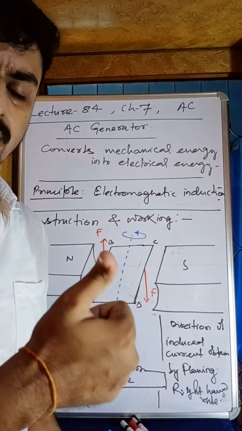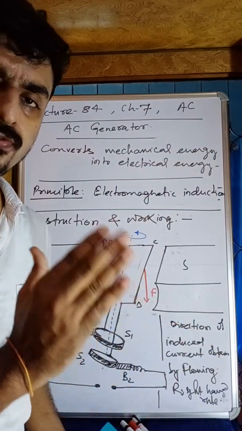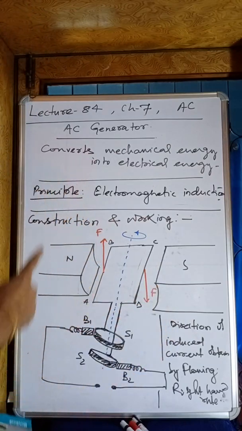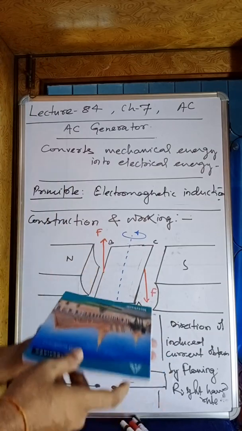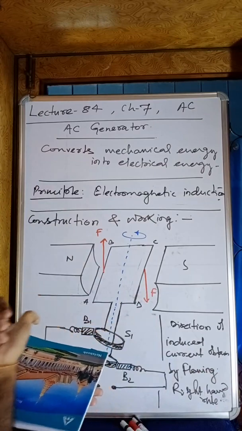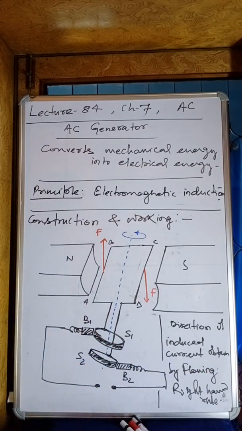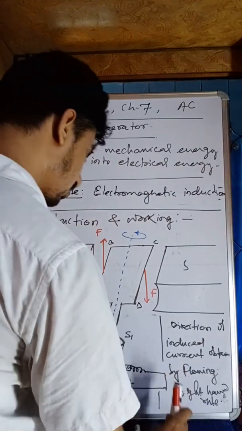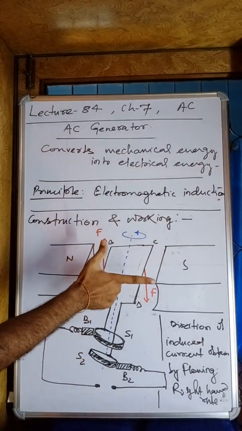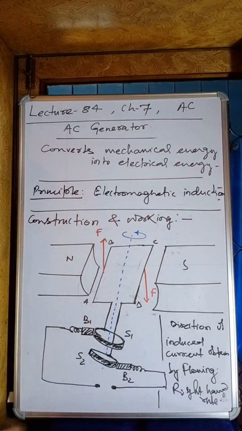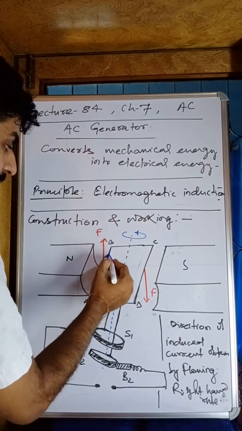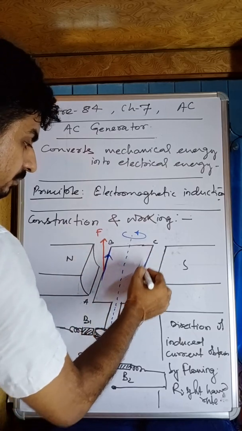V cross B will give you the direction of current. Put the forefinger along the direction of velocity and move towards the magnetic field. The velocity will be in upward direction, and the magnetic field in this direction. So V cross B, the current will be in upward direction. So dear students, here we are getting the direction of current: the magnetic field in this direction, the force upward, so the current is from A to B. Of course here it will be from C to D.